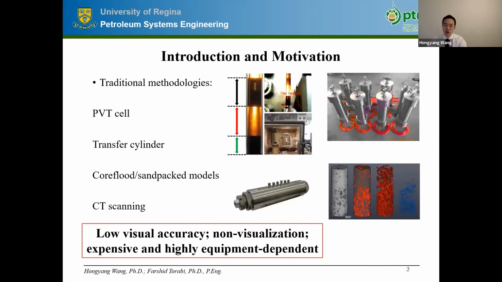For solvent dissolution and exsolution mechanisms, as well as foamy oil formation and stability study, traditional methodologies usually include traditional PVT cell, transfer cylinder, core flood, and sandpacked models, as well as CT scanning type of methods. Though these methods have been widely used, inevitably, they have their shortcomings, such as low visual accuracy, non-visualization, as well as expensive and highly equipment dependent.